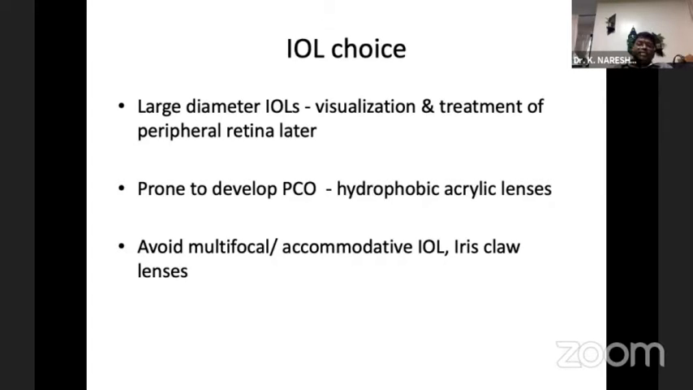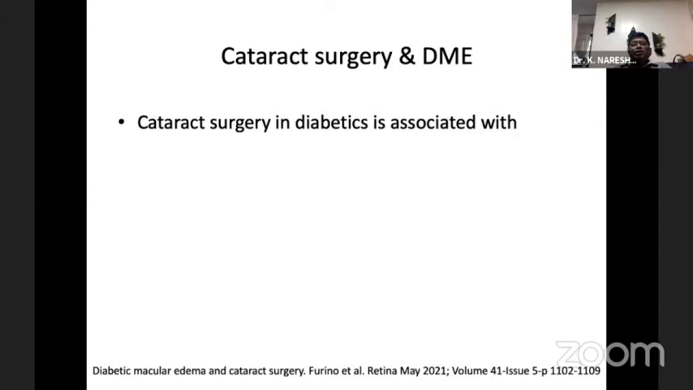The IOL of choice usually is a large diameter one. The one which we want to avoid is a silicone lens, because subsequently if the patient requires a vitrectomy, and we are going to inject silicone oil, that's going to be a problem.